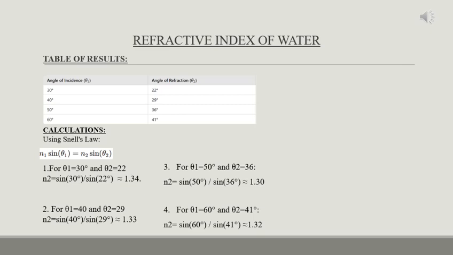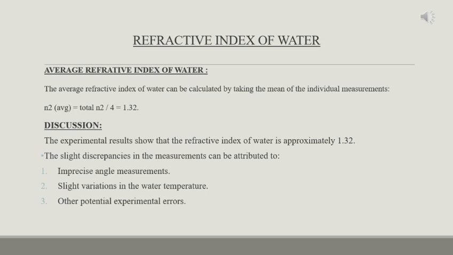As you can see, for the first trial, we have n1, which is the refractive index of air, so it's 1, and theta 1 is 30 degrees and theta 2 is 23 degrees. Implementing that in Snell's law, we get the refractive index of water as 1.34, and we repeat this four times, calculating the refractive index for each of our 4 trials and obtaining the following values. To find the average refractive index, we take the mean of these individual measurements.